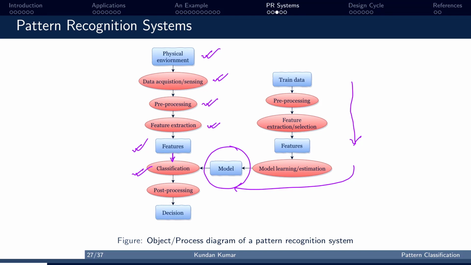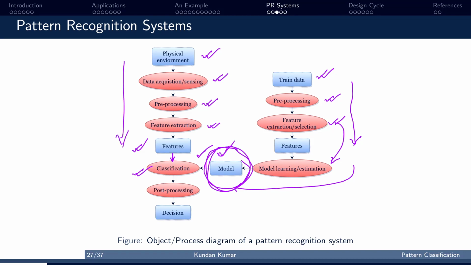So from the same environment, data is to be collected to create the training data, and then we perform the same pre-processing techniques. Then feature extraction, and those features are used to create this model. And then this model is used to make the decision on unseen data.